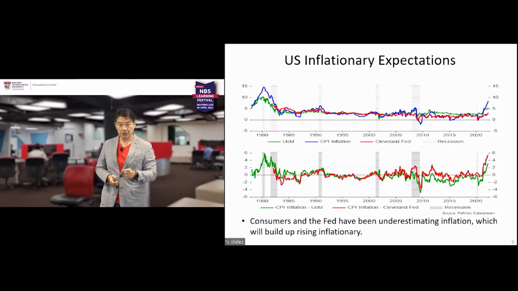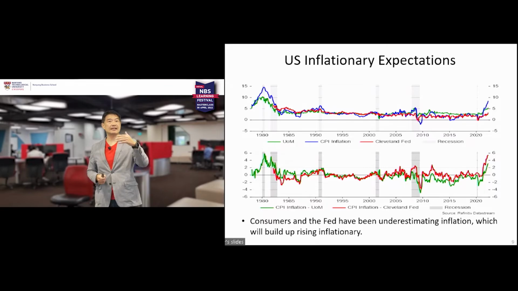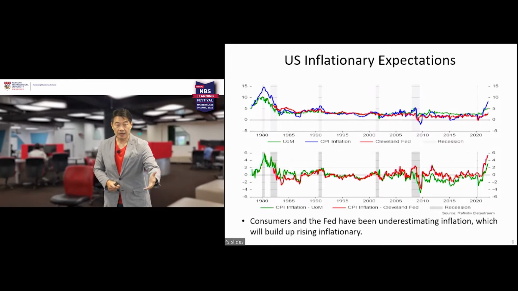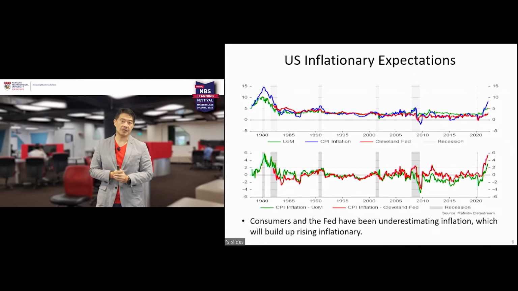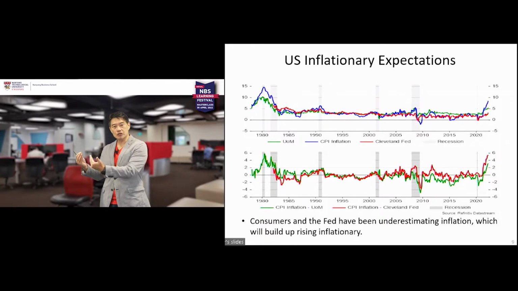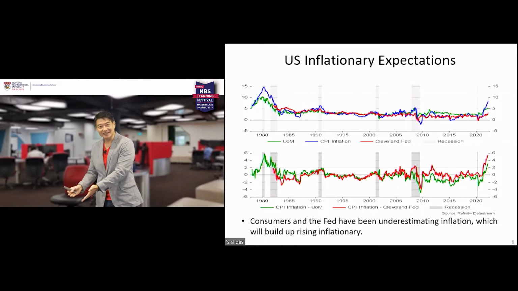And what do you notice? You notice that over the last 1.5 years, consumers, the lower chart with the green line, have been underestimating inflation. That means they go out there, they think inflation is going to be 1%, it turns out to be 3%. They think it's going to be 3%, it turns out to be 5%. And because inflation had been underestimated, it fuels rising inflationary expectations. And therefore inflation keeps rising because consumers have been underestimating inflation.